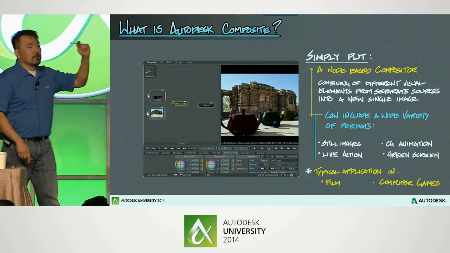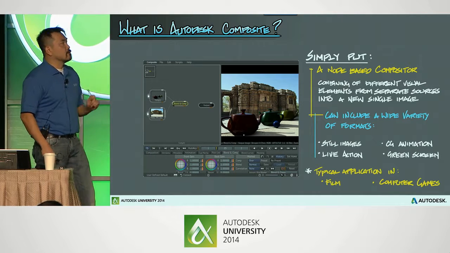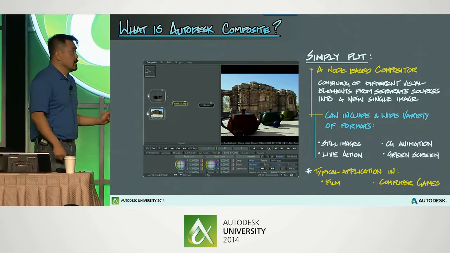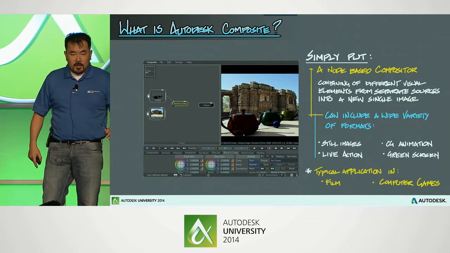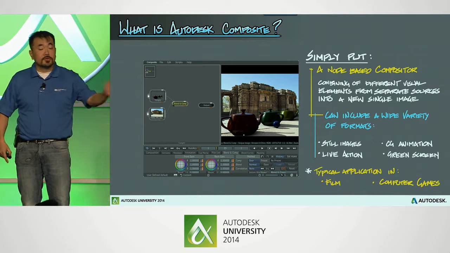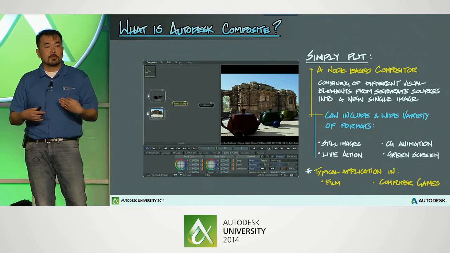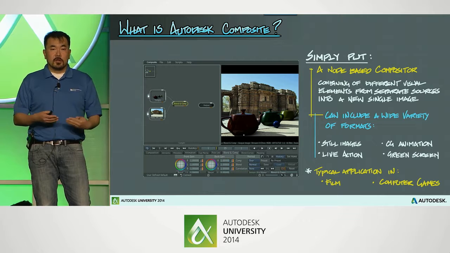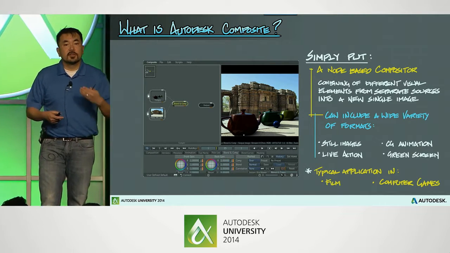So simply put, for those who just need a refresher of what Autodesk Composite is, if you've never heard of it, it is a node-based compositor. So what it basically does is it takes different visual elements from separate sources into a new single image, and you're going to composite those elements together to be able to create a particular effect, whether or not it's dramatic, or you want to change lighting, or the coloring. That's the intent of compositing.